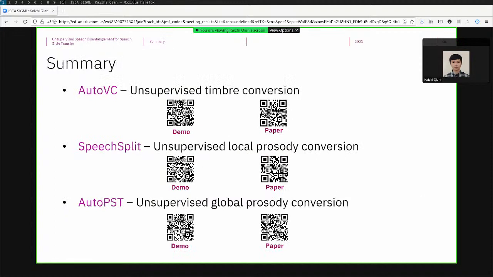In summary, we have proposed 3 works in unsupervised speech disentanglement for style transfer, namely AutoVC, which is the first zero-shot non-parallel many-to-many voice conversion framework. And next, we introduced SpeechSplit, the first speech style transfer framework that can convert pitch and rhythm without text transcriptions. And finally, AutoPST, which is also the first framework that can successfully convert rhythm without parallel data or text transcriptions.